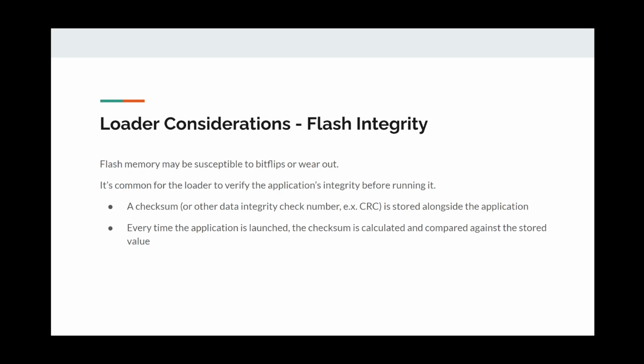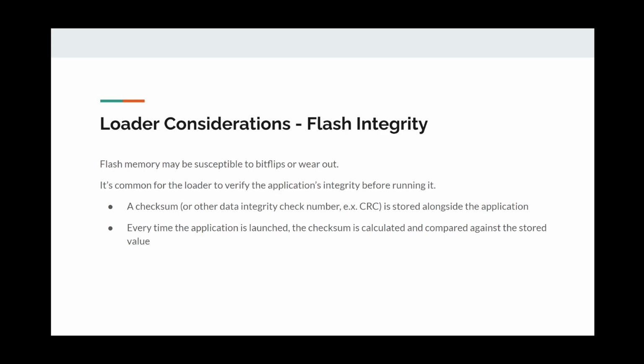Now, what you do about it is entirely up to you depending on your application. Most applications are just going to say, hey, stop. We're not going to do anything. We're going to wait for instructions. Other applications might have some sort of safe mode, but we'll discuss that in the later slides about device firmware update. Any questions on this particular loader consideration?